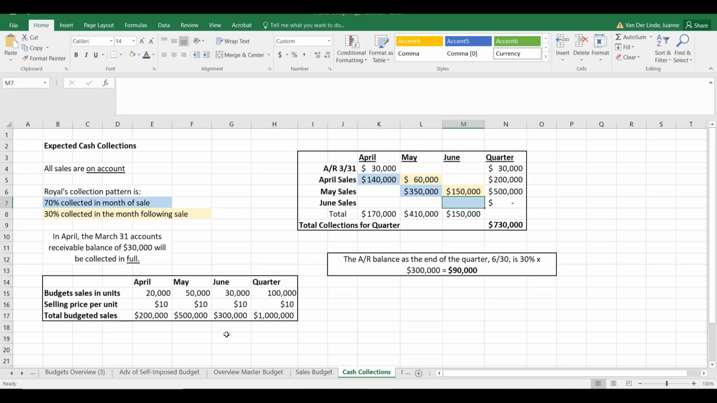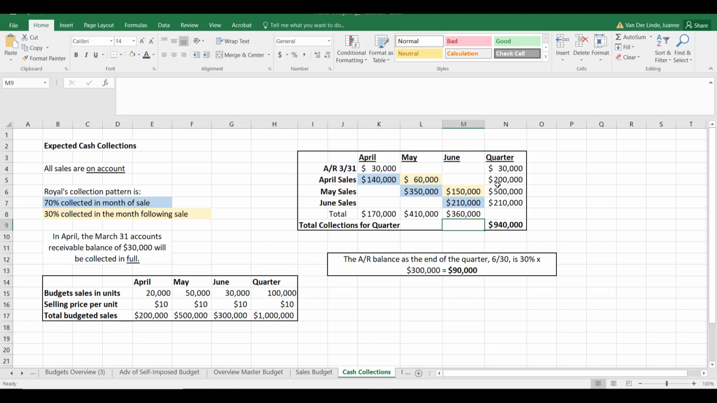Now, how about June's sales? How much of June's sales do we anticipate we will collect in June? Well, remember, 70% of credit sales are usually collected in the month of sale. So here we're going to take 70% times the $300,000 budgeted sales for June to estimate that we will collect $210,000 of June's credit sales in June.